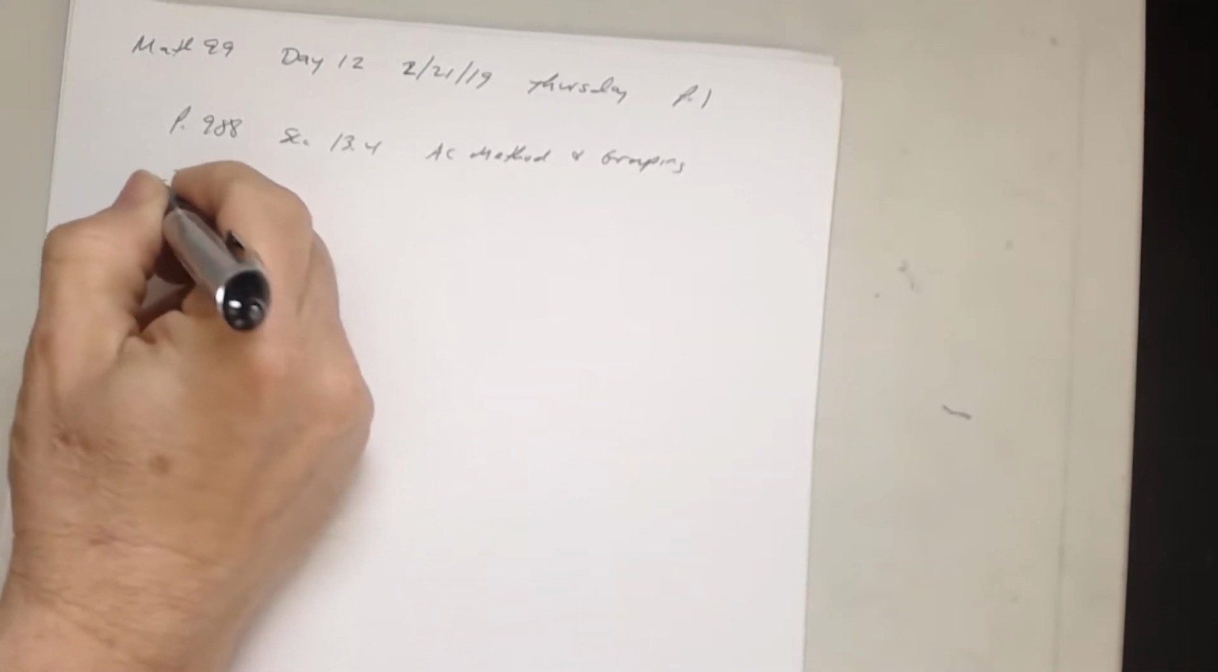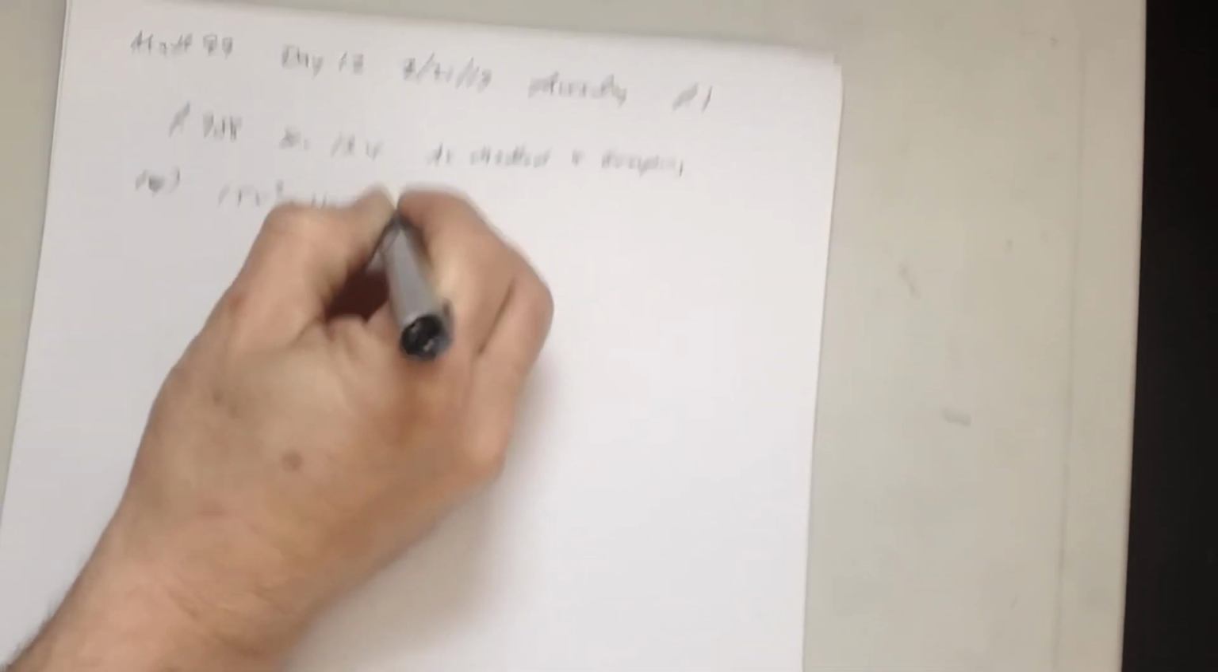Okay, so section 13.4 is AC method and grouping. So this is going to be number 14. I'm going to start with a simple one. And 14 is 15x squared plus 11x plus 2. So 15x squared plus 11x plus 2.